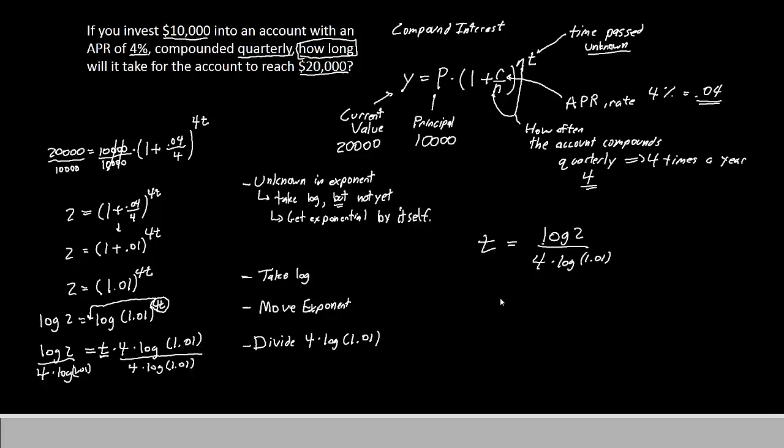If you place this expression into a calculator, you'll end up with t equals 17.45 years. And that's the end of the problem. This is how you solve problems using compound interest.